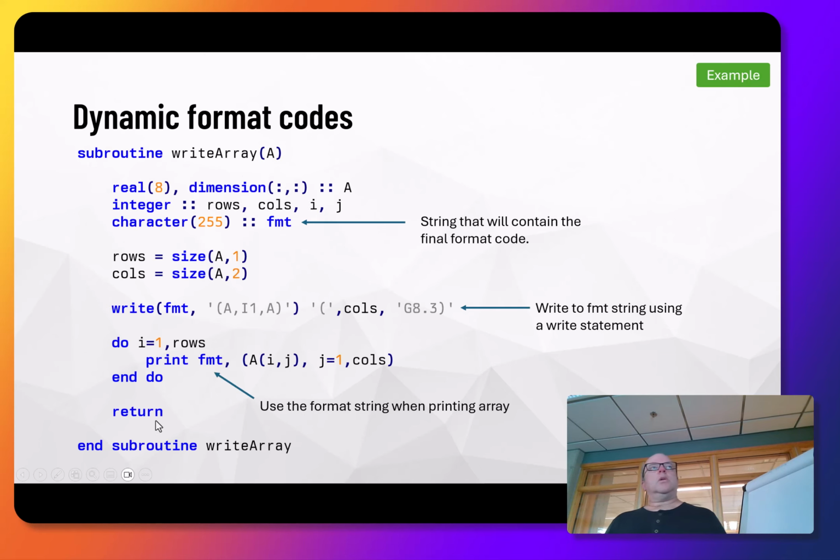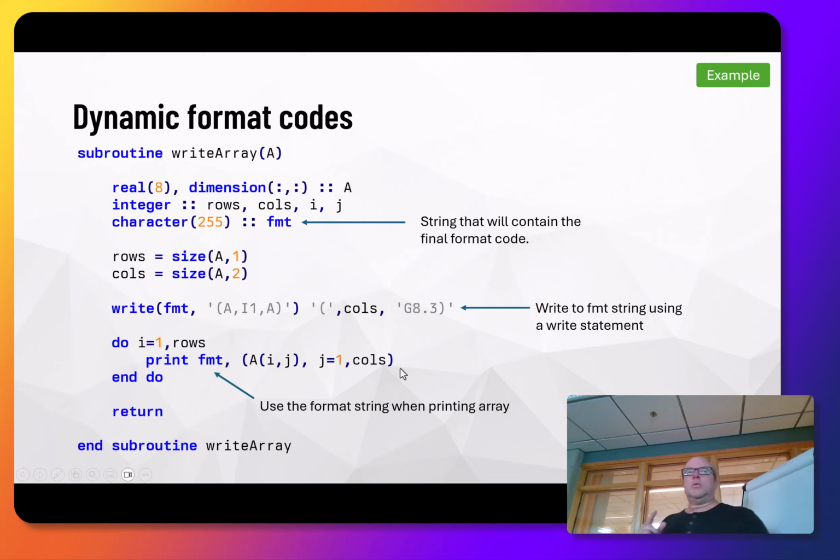So what you can do then, I have a character field here, 255, with a formatting code that should contain my formatting code. I have my rows and columns here from my array. And then I write, have this as, instead of the standard output, I put my character string here. I put my formatting code here, and then I write out a string, A, columns here, A1, and then 8.3 here. And then I put my print formatting statement here, either in a print statement or in a write statement.